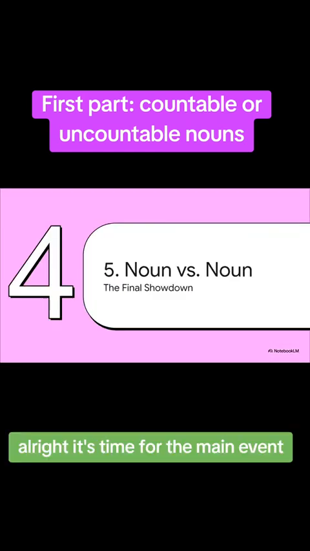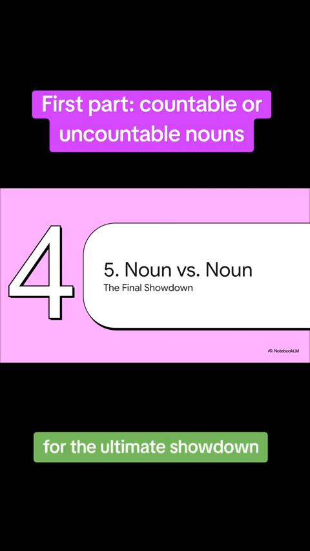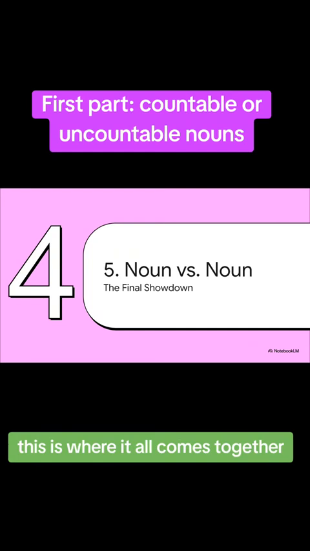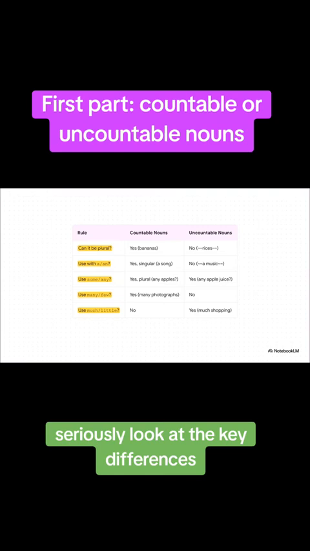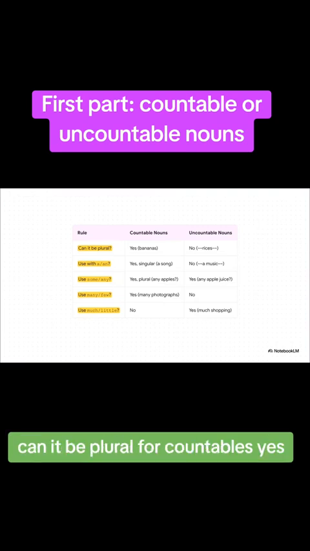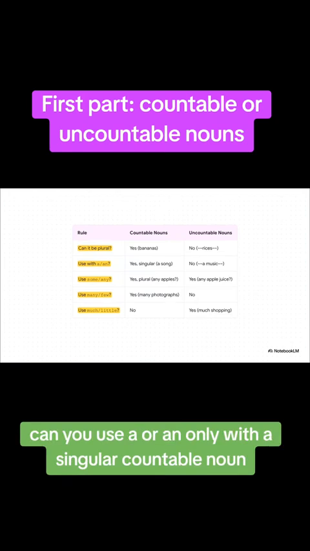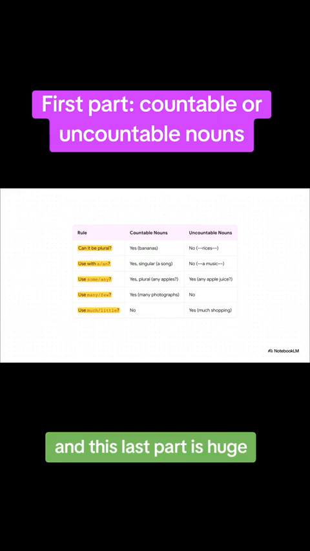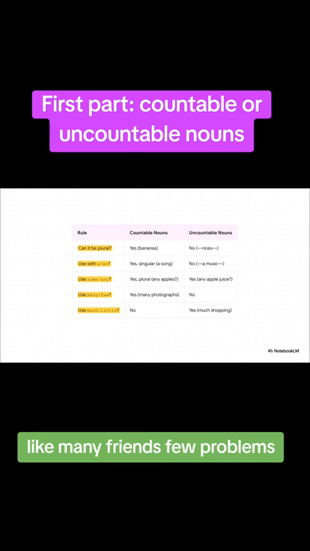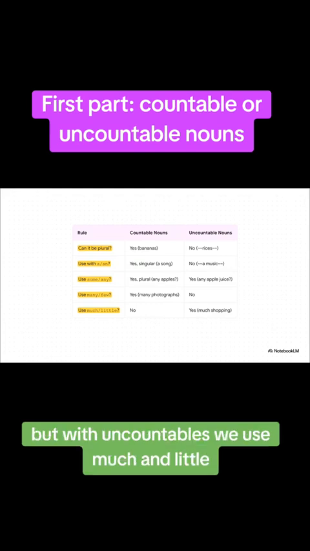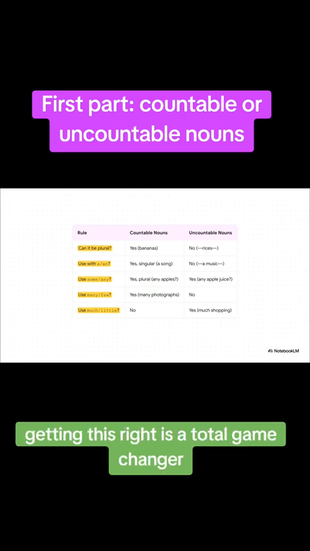All right, it's time for the main event. Let's put these two types of nouns in the ring, side by side, for the ultimate showdown. This is where it all comes together. This table right here, this is your new best friend. Seriously, look at the key differences. Can it be plural? For countables? Yes. For uncountables? Nope. Can you use a or an? Only with a singular countable noun. And this last part is huge. The words we use to describe amounts. With countables, we use many and few, like many friends, few problems. But with uncountables, we use much and little, like much traffic, little information. Getting this right is a total game changer.